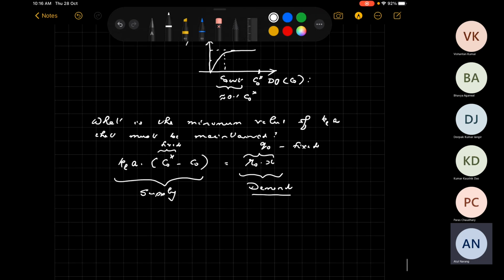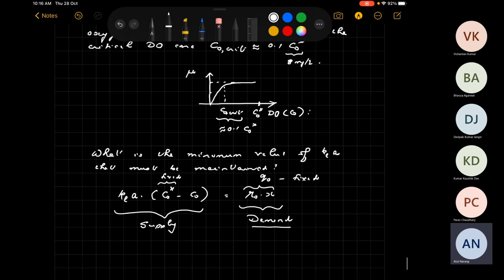In other words, the partial pressure of oxygen in that air is a fixed quantity. And if that π_A, the partial pressure of oxygen in the bubble, is fixed, then C_O star is fixed. C_O star, if you remember, is nothing but H_O divided by π_A, where π_A is the partial pressure of oxygen in the bubble. And if that is air, you know that is equal to 0.21 atmosphere. So C_O star is also fixed. You have only two things here to play around with, K_L a and C_O.